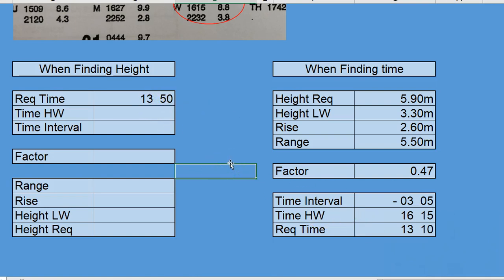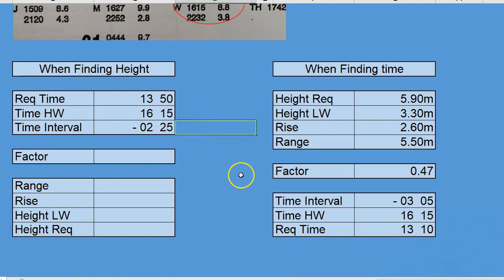So let's just check that to see what will actually be our height. So what will we have under the keel at 13:50? So the time at high water we know is 16:15. Then the time interval there we know is minus 2 hours and 25 minutes.